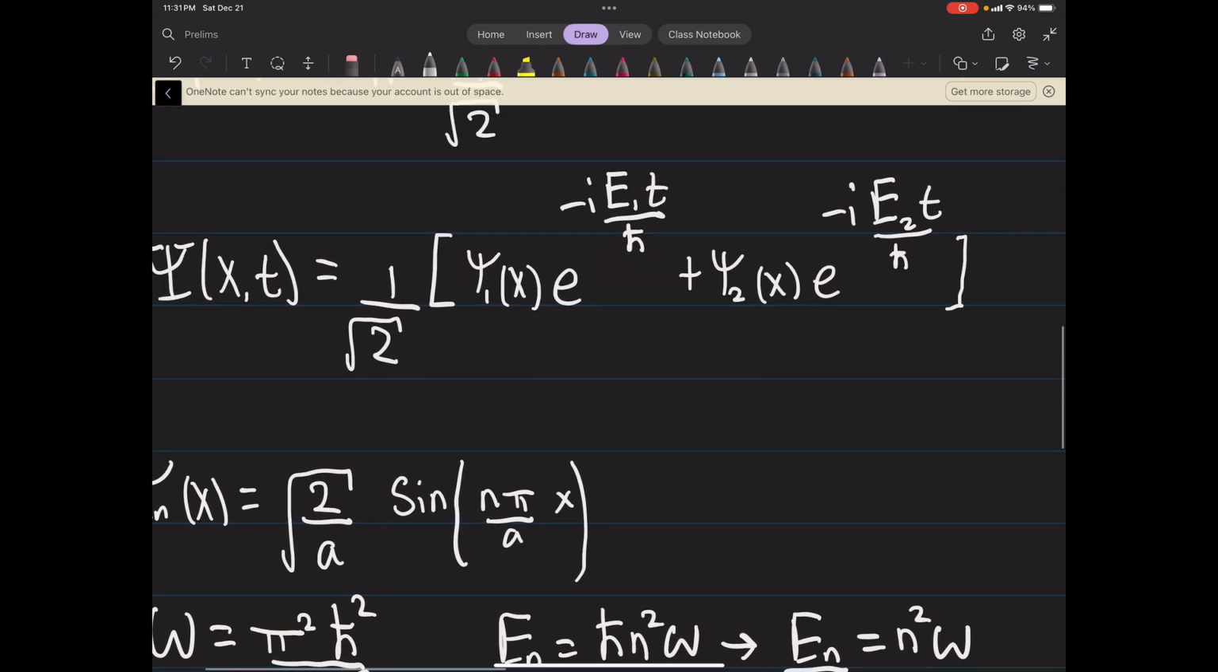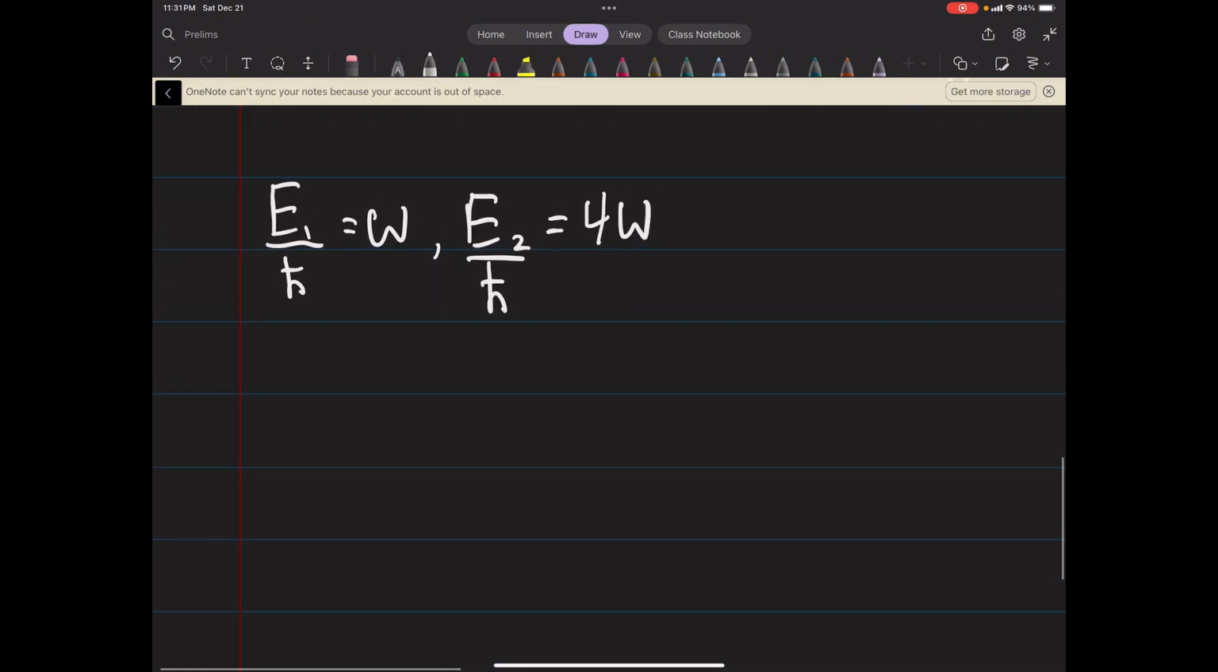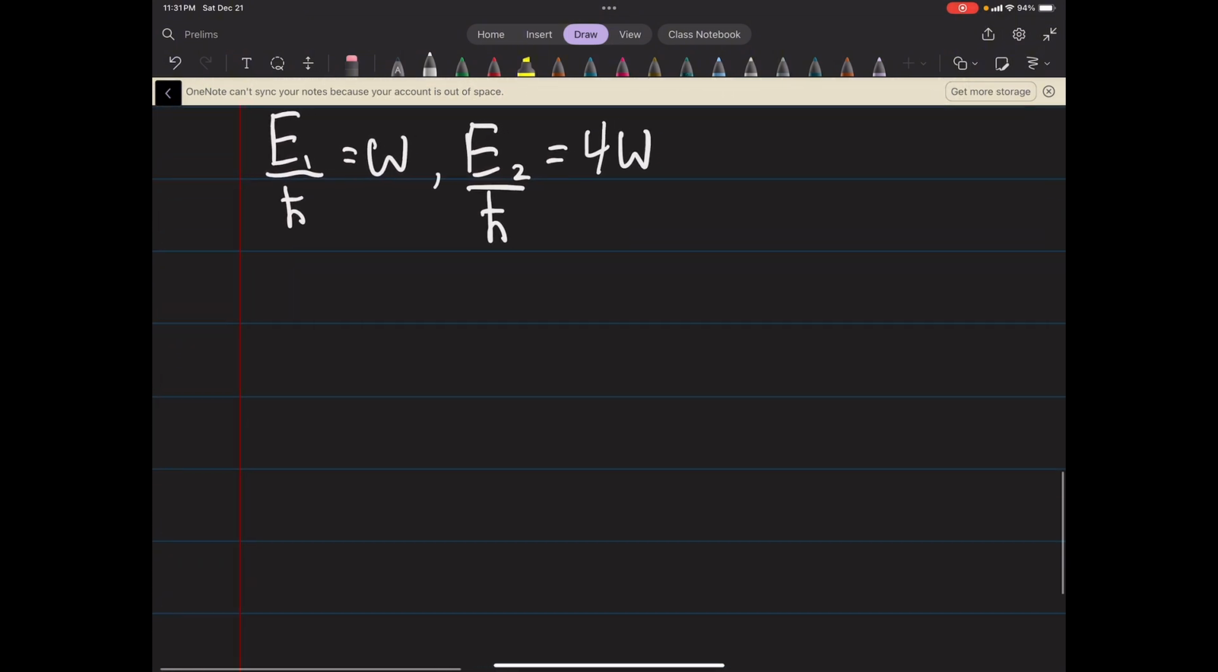These can be plugged into these energy states. So we're going to plug those in, and we're also going to plug these different guys in. So what do we get? Well, we have our 1 over root 2 still. But now each term has a root 2 over a from our wave function.